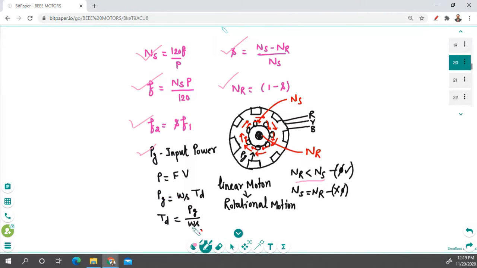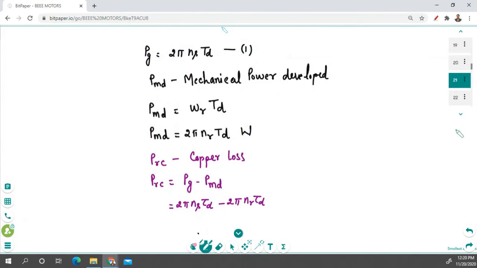Clear? Quickly give your response. Have you understood all these terms? These terms are already explained in the previous slides. Have you understood how we can achieve the developed torque? Okay, come to the next point.